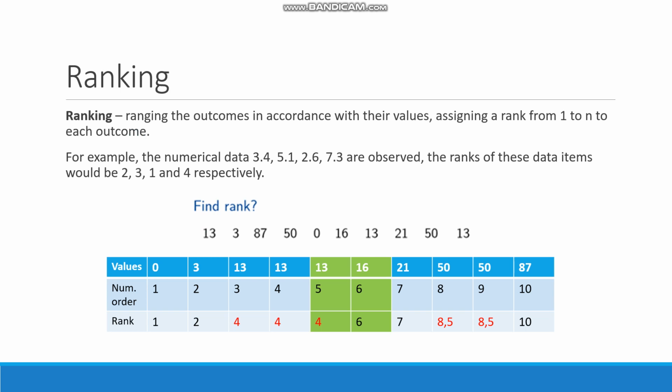Median is based on the outcomes being ranked. In the process of ranking, the outcomes are arranged in accordance with their values. Then a rank 1 to n is assigned to each outcome. For example, we have a list of numbers 3.4, 5.1, 2.6, 7.3 that we first arrange in accordance to their values in ascending order and then designate their ranking order with the numbers from 1 to 4. As a result, ranks of these data items would be 2, 3, 1, and 4 respectively.